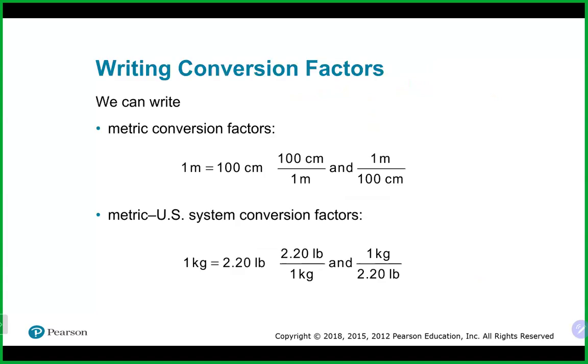All right, so here, writing our conversion factors: 1 meter equals 100 centimeters, so 100 centimeters on top, 1 meter on the bottom, and obviously we're flipping it there. And our 2.2 pounds is equal to 1 kilogram.